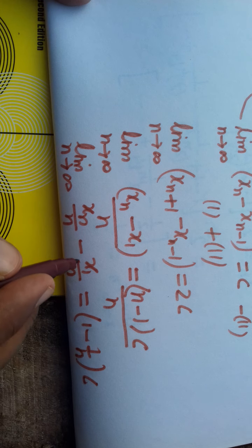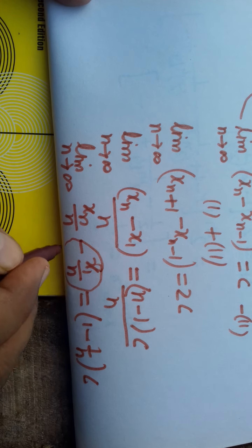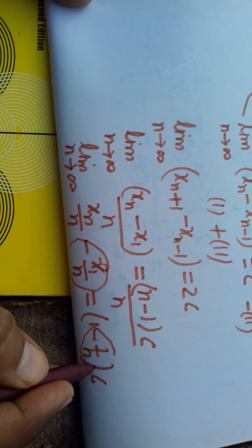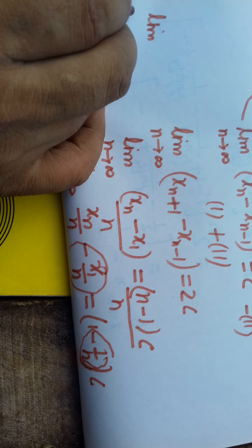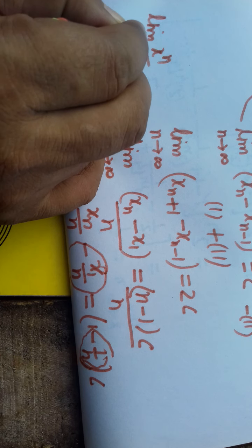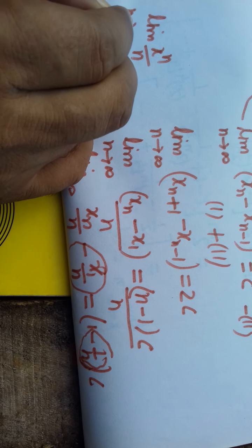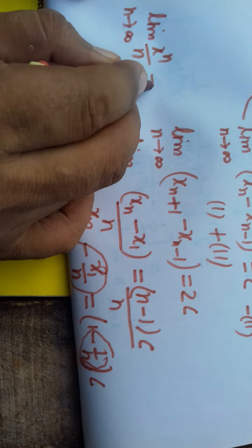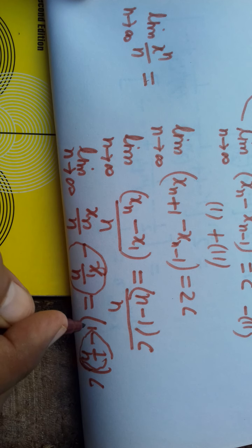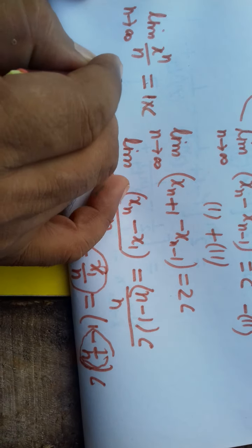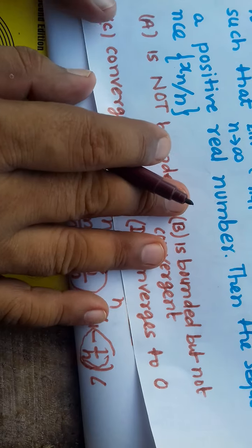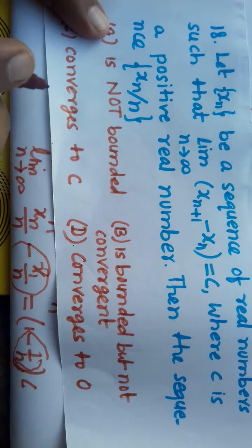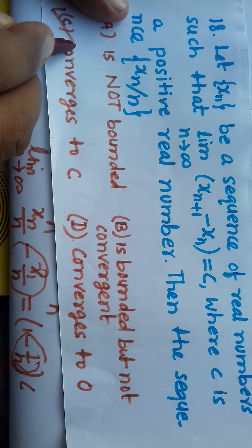So letting n tends to infinity, this will be 0, and this part also will be 0. So we get lim x_n by n as n tends to infinity equals to this 1, remaining 1, and c, 1 into c, that is c. So x_n by n converges to c. So c is the right option.